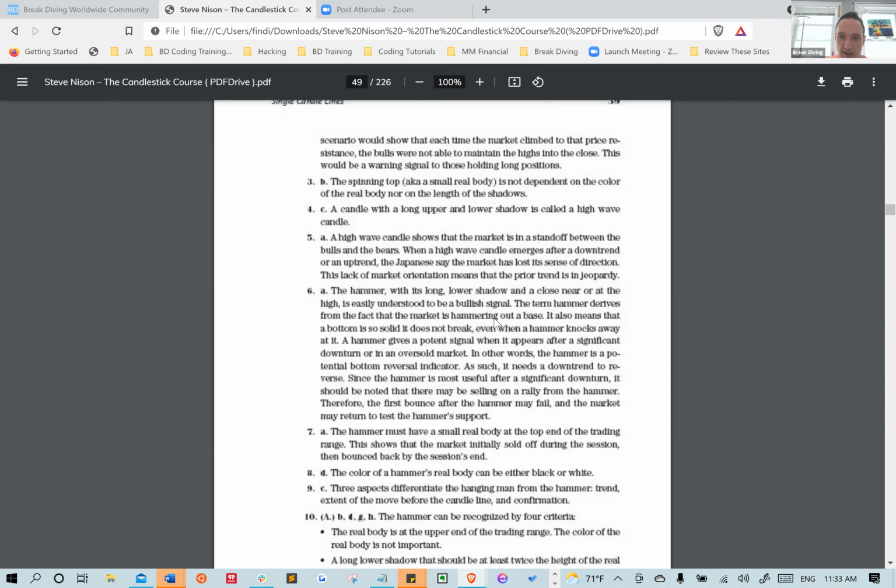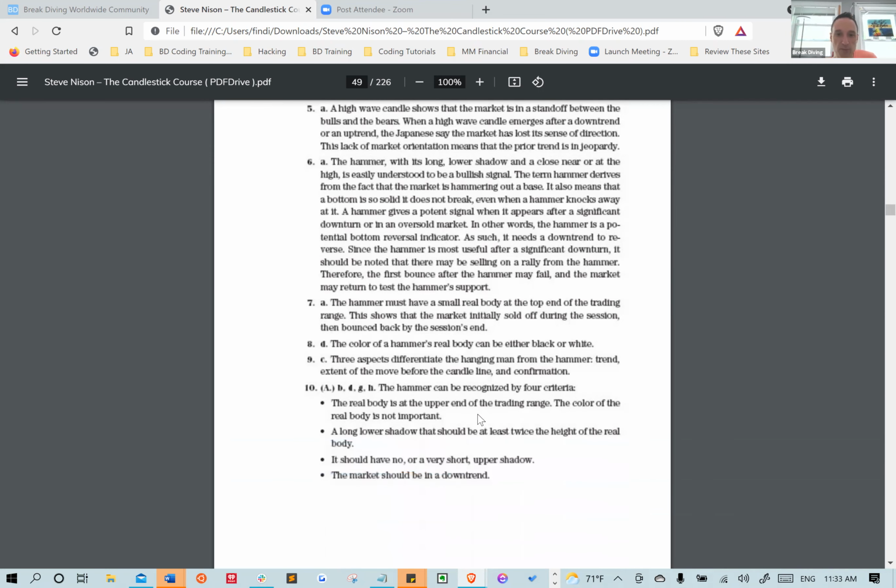Since the hammer is most useful after a significant downturn, it should be noted there may be selling on a rally from the hammer. Therefore, the first bounce after the hammer may fail and the market may return to test the hammer's support. So the hammer alone is not a signal to buy. Or is it a signal to buy? I think it's better to combine it with other things like a resistance area or oversold area. Yeah, you should never do it just by itself, but it's definitely a signal that it's possible things are going to go back up.